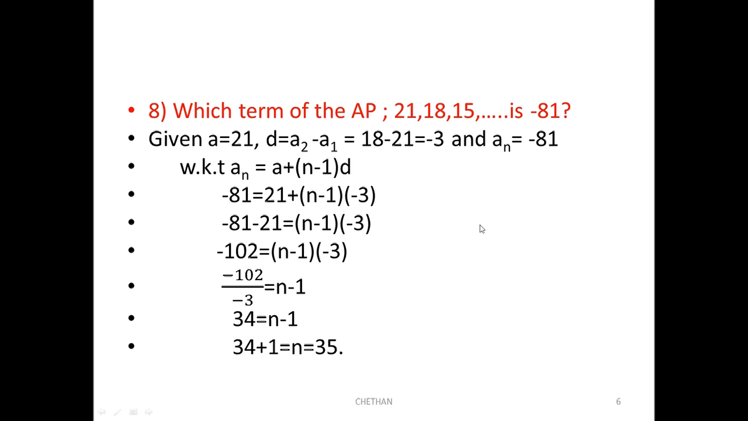Do you understand this? In the previous problem, they only gave the a value, d value and an value. In this problem, they gave the sequence. We have to find the a value, d value and an value, and after that find which term becomes minus 81. After solving, the 35th term is minus 81. Do you get it?